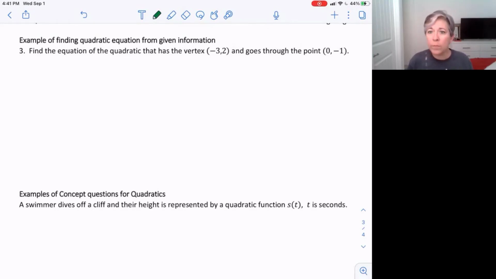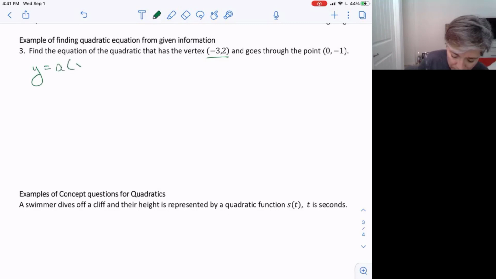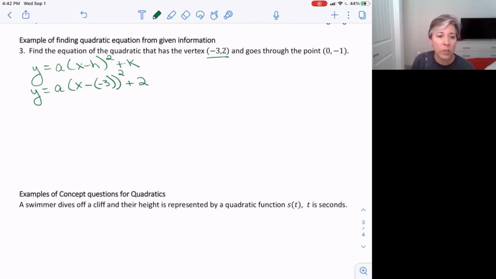So the next one is an example of finding a quadratic equation from given information. And we have two forms. We have the general form and we have the vertex form. But when they're giving you a vertex form or a vertex point, then the vertex form is usually the easiest to use. y equals a times (x minus h) quantity squared plus k. So we can plug in our vertex values. Remember, for that h, it's going to be minus a negative. We can change that to plus a positive, but we still have to find the value of that leading coefficient.